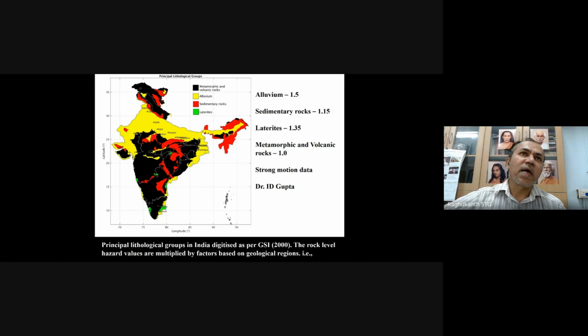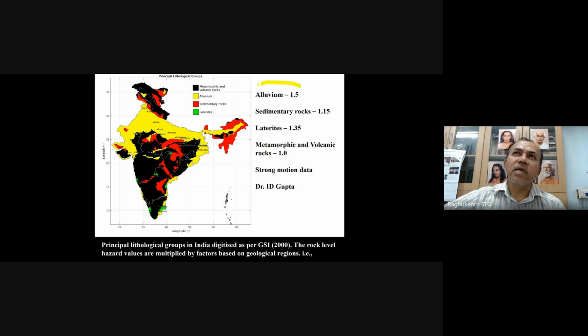So what we did was we collected all the stations in alluvium, all the stations whatever data we have in sedimentary, laterite, and metamorphic volcanic, and taking one site on the rock as a reference, these amplifications have been computed basically. So this also has been done from deep soil. That is, nonlinear site response analysis also has been carried out to confirm these numbers.